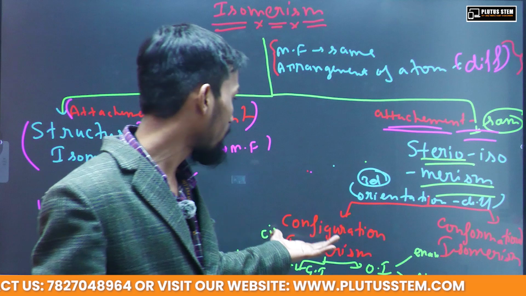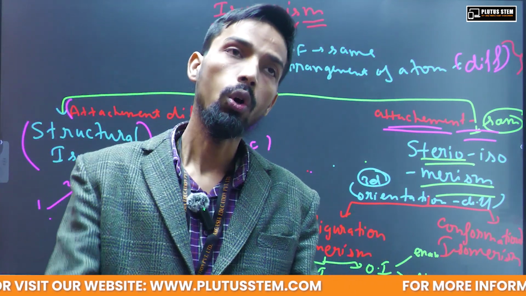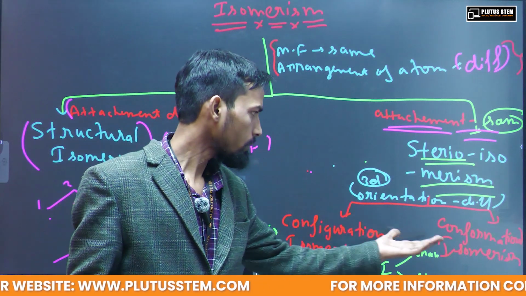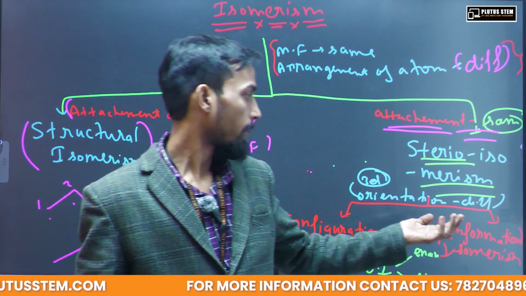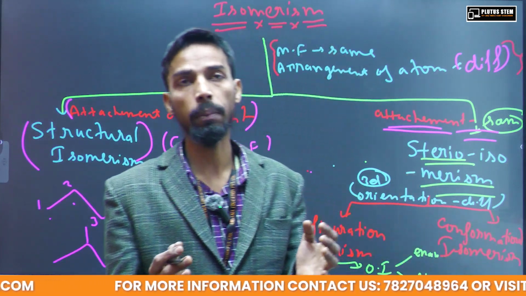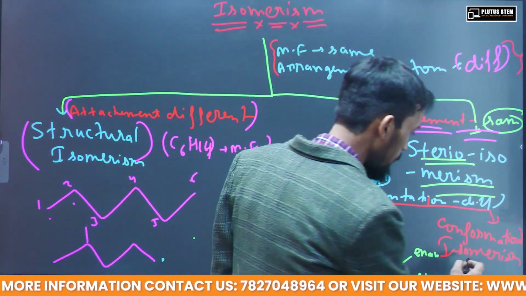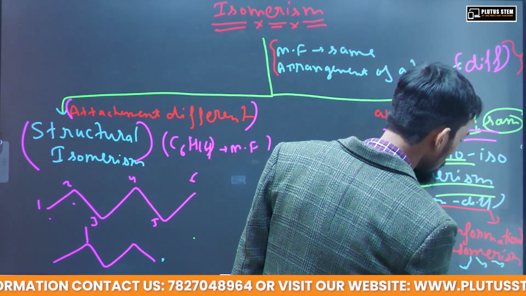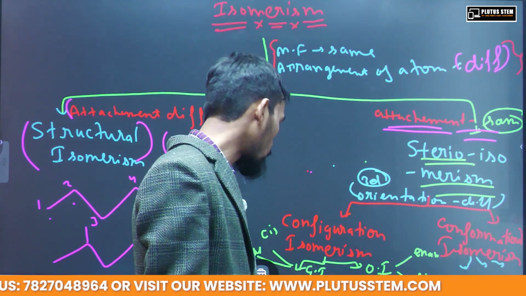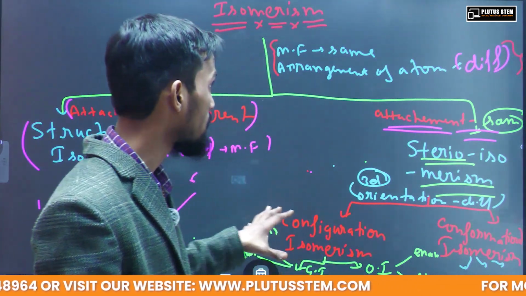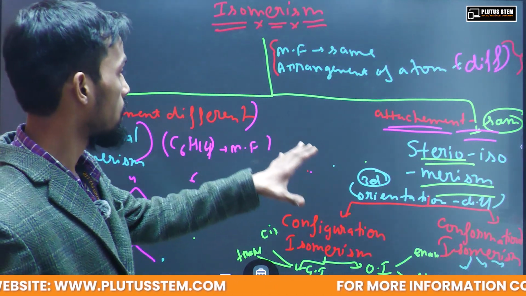Like configurational and conformational, we will see sawhorse, or Gauche conformational isomerism, and we are going to see skew and eclipse. Many more conformational isomerisms we are going to see here. And here I have explained that these different types of isomerism are what we are going to see in stereoisomerism.